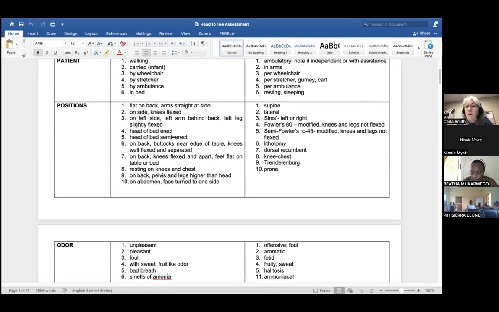I want you to think about their positions. Supine, lateral, Fowlers, semi-Fowlers, lithotomy, knee chest, Trendelenburg, prone. If you're saying somebody's on a stretcher, you should also note what position they are in. Okay, give the reader of your note the visual of what that patient looks like.